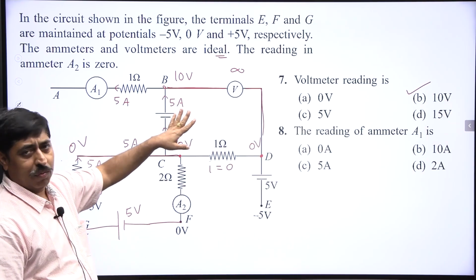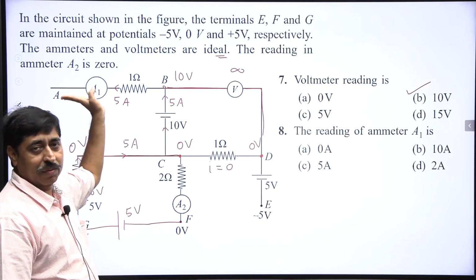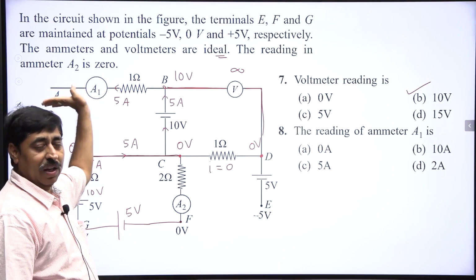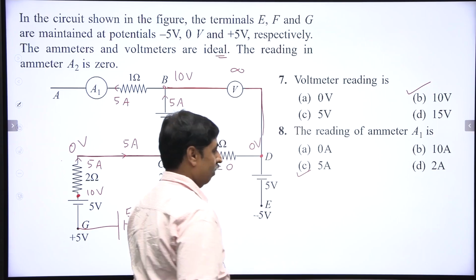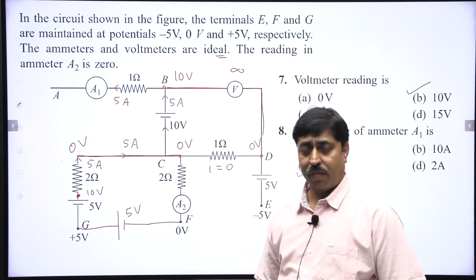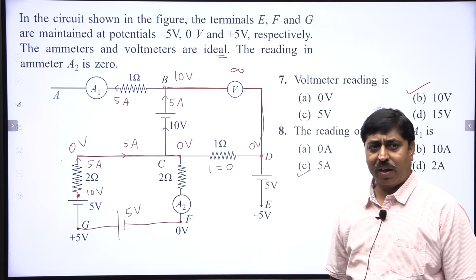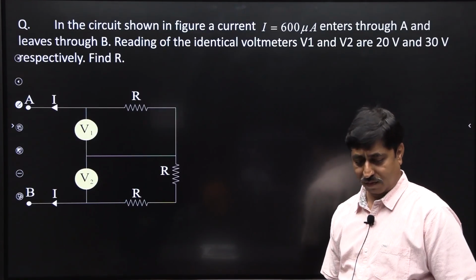So, this reading is 10 volt, and now it is very simple to answer what is the reading of this ammeter. Ammeter is seeing a current of 5 ampere through it. So, the current is 5 ampere through the ammeter, its reading will be 5 ampere. So, this was a rather simple question, I guess. Let us move on to the next question.